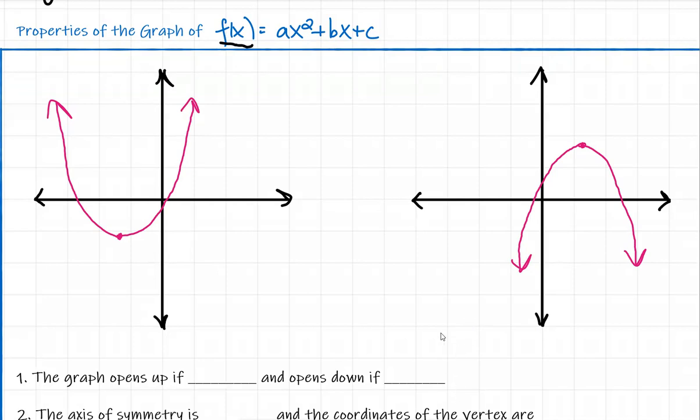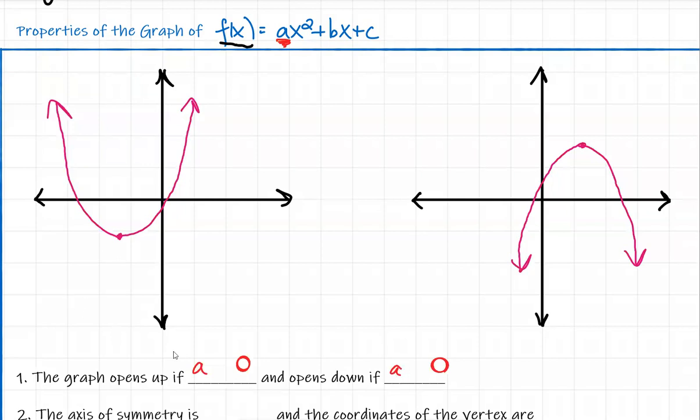Okay, so our first property is that the graph opens up if, and here what we're going to say is, if a is somehow related to 0, and it opens down if a is somehow related to 0. Okay, maybe pause this video really quick. Notice that the a that I'm talking about is this a right here, the leading coefficient of our quadratic function. What's the relationship between a and 0 if it opens up and if it opens down? Maybe pause the video and think about it.